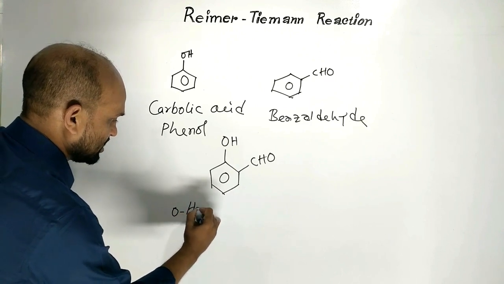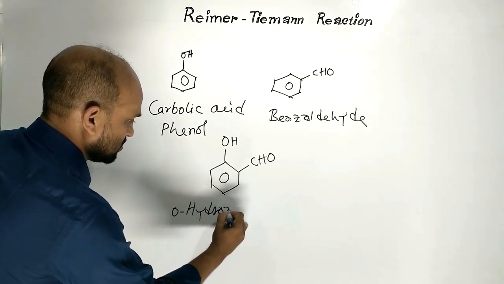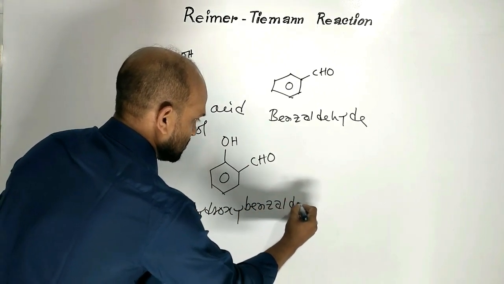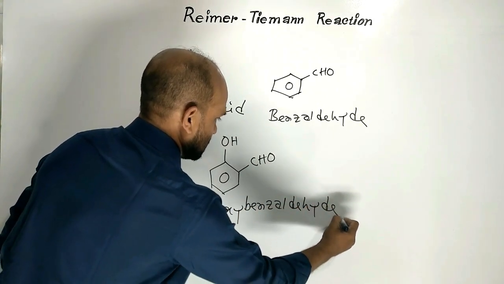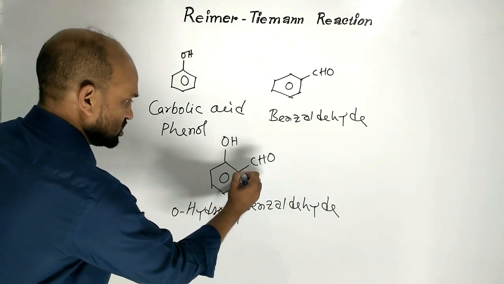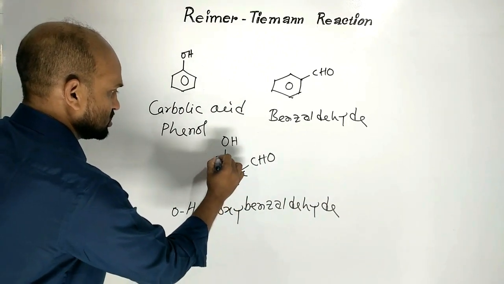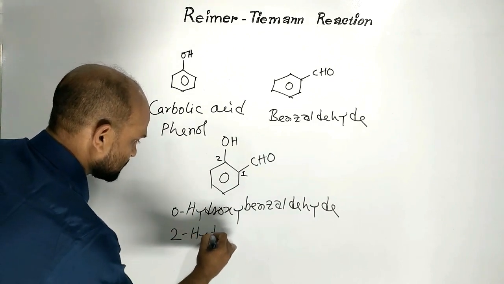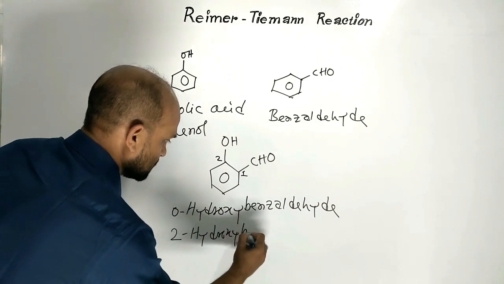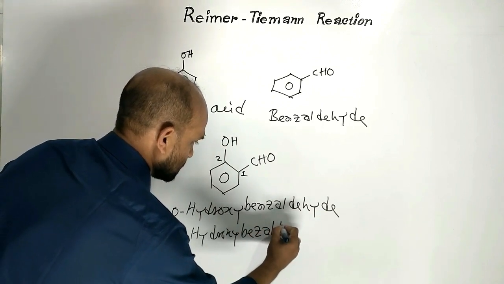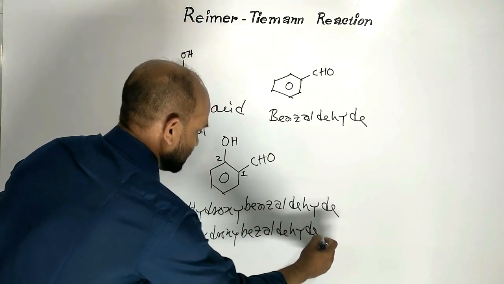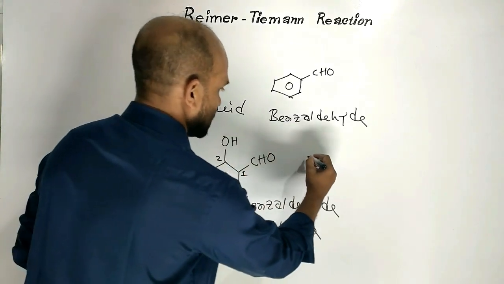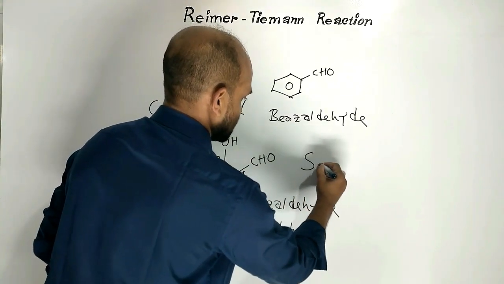ortho hydroxybenzaldehyde, or this is position number 1, this is 2, then 2-hydroxybenzaldehyde. Simply this compound is known as salicylaldehyde.